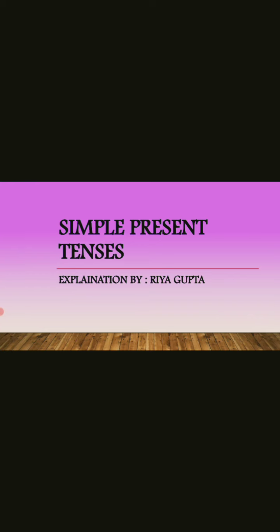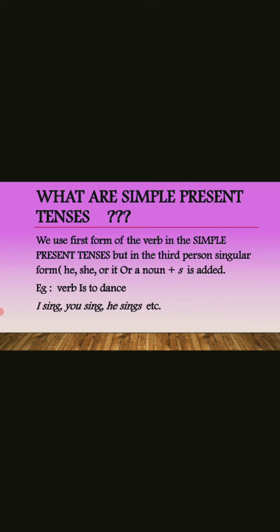So today I will teach you about simple present tenses. So we will know what are simple present tenses. Simple present tenses are the tenses which depict the things or the activities or the events which are done regularly, on regular basis. For example, I brush my teeth. This is a verb or activity which is done on regular basis.